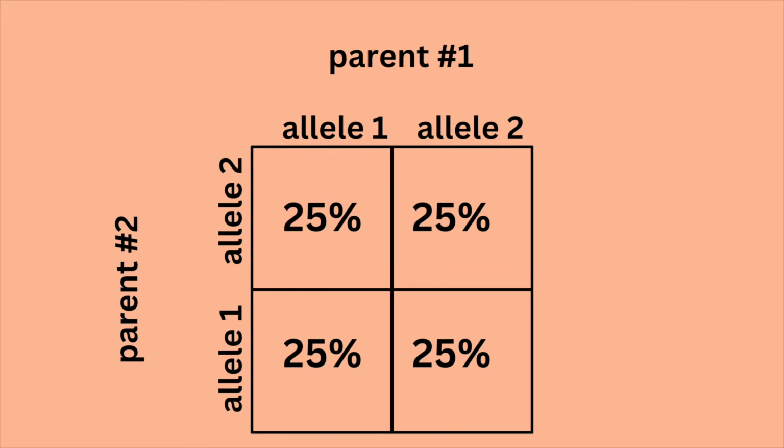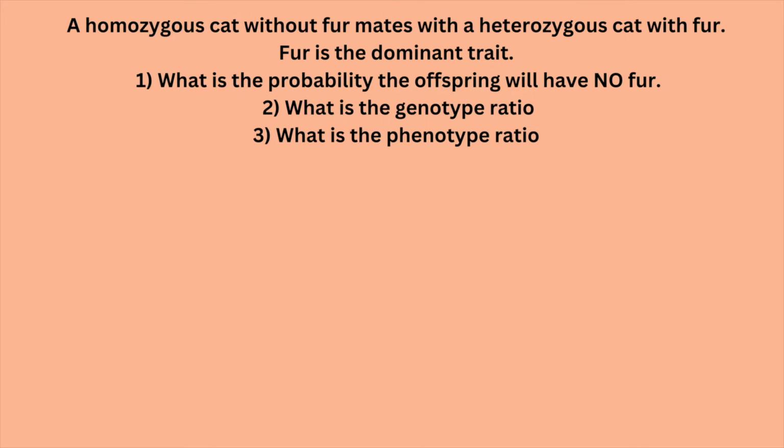So each box represents 25%, and of course, it adds up to 100% as a whole. So let's look at our first practice problem. A homozygous cat without fur mates with a heterozygous cat with fur. Fur is a dominant trait. What is the possibility the offspring will have no fur? And what is the genotype ratio and the phenotype ratio?